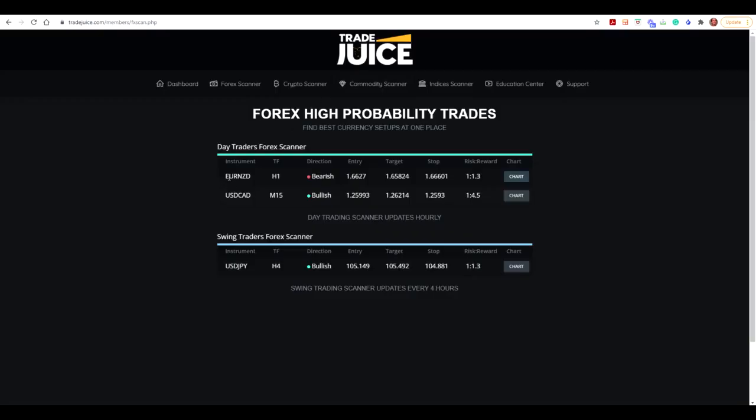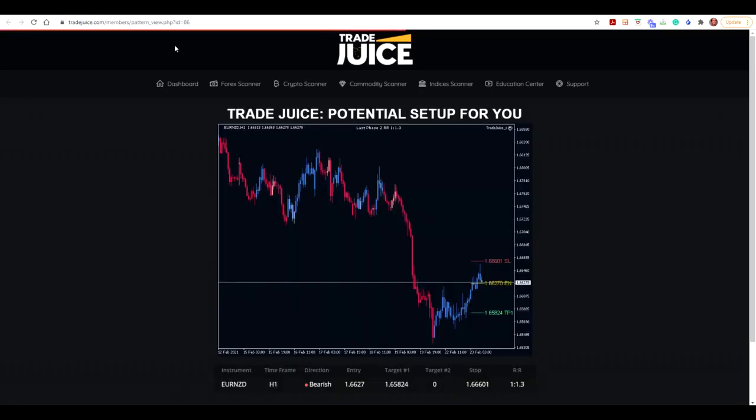Hello, everyone, and I'm on the Tradejuice platform. I see that there is a setup occurring right now on the New Zealand dollar, 1 hour, bearish. I've got my entry, target, stop, my risk to reward set. And if I had to check the trade, I could see where to enter, where to set my stop, and where to set my take profit target. So I'm about to enter that now.